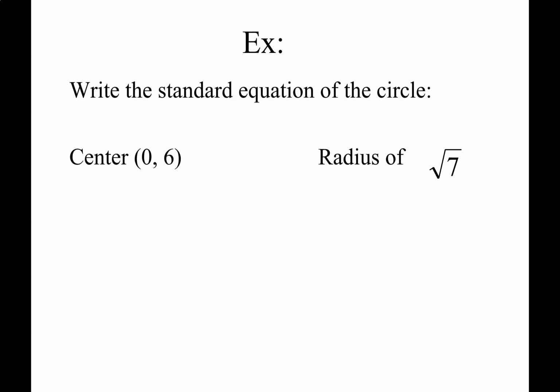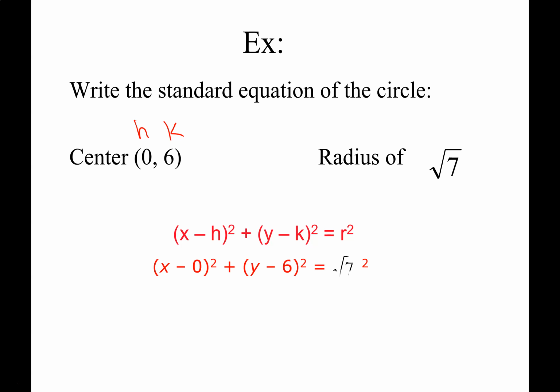All right, write the standard equation of the circle. We're given the center already, and we want to pop it into our standard form. So label it. We have your h and k. We're going to substitute the h and k, but remember, it'll be opposite signs. So it'll be x minus 0 squared plus y minus 6 squared, and then square root of 7 squared. Make sure you square the square root right there, and also make sure you simplify this part. When you do all of that, you should end up with x squared plus y minus 6 quantity squared equals 7. And now you're in standard form for a circle.